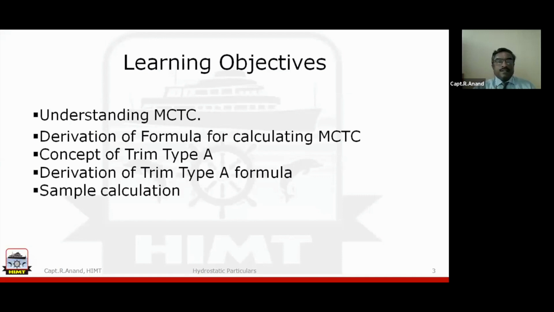So before commencing with the topic, anybody would like to answer what is meant by MCTC? In your own words, I don't want the typical definition. The moment to change trim by 1 centimeter. Yes, what do you understand by it?